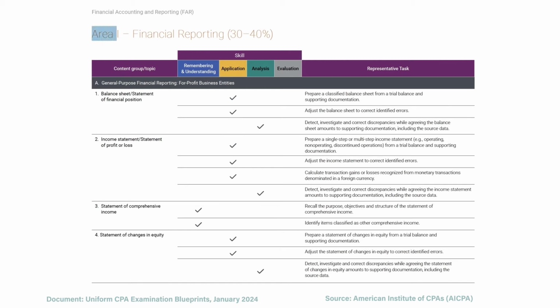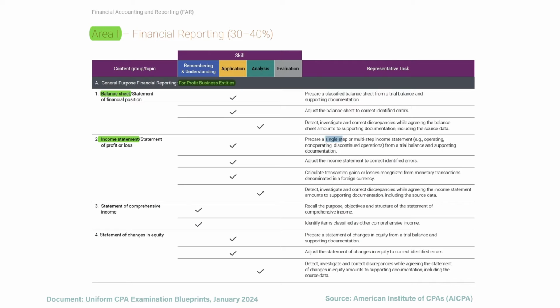So first we have financial reporting, which is 30 to 40%. First we have general purpose financial reporting, which is for for-profit business entities. So first we need to know about the balance sheet for for-profit entities. We need to know what goes on each part of the balance sheet and what the classification is of the different types of accounts. Then we need to know about the income statement.